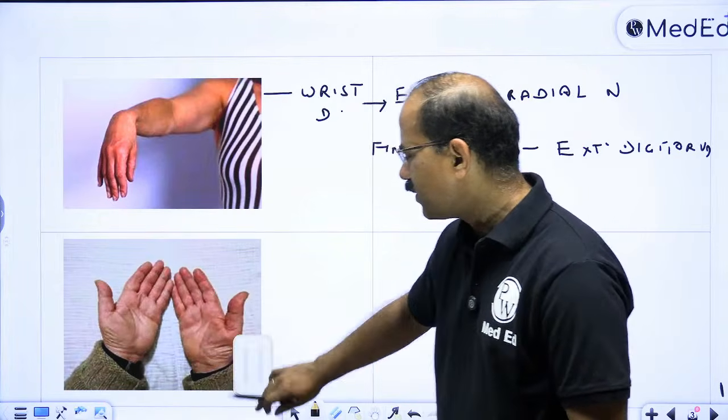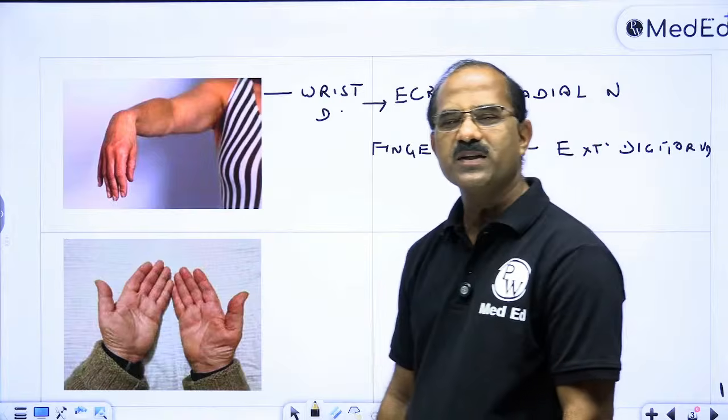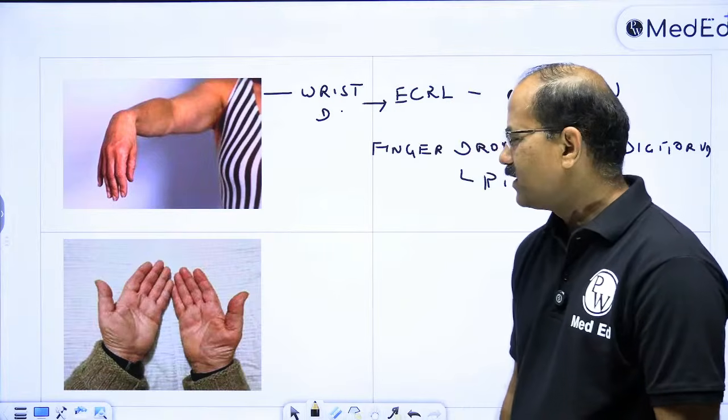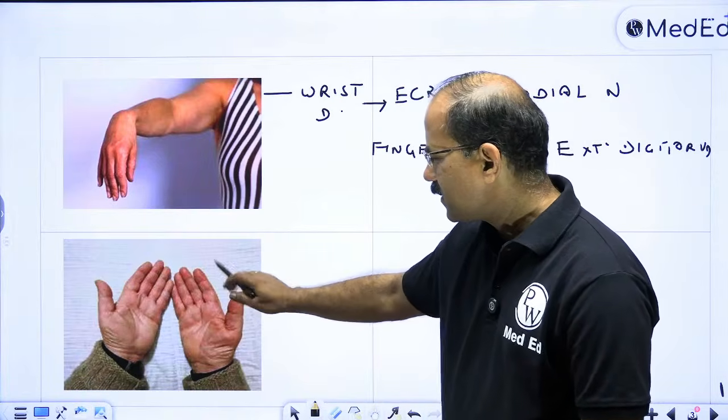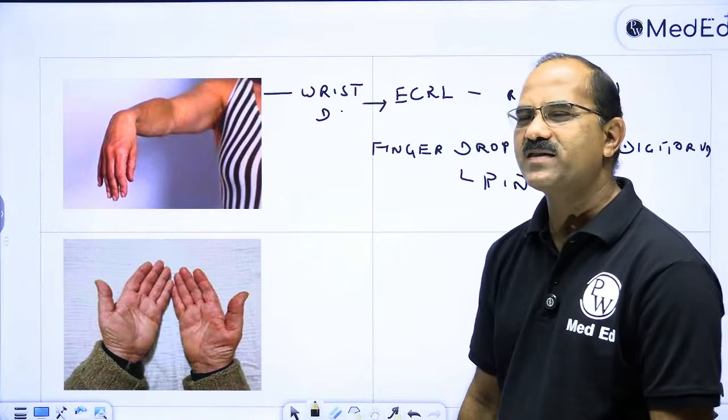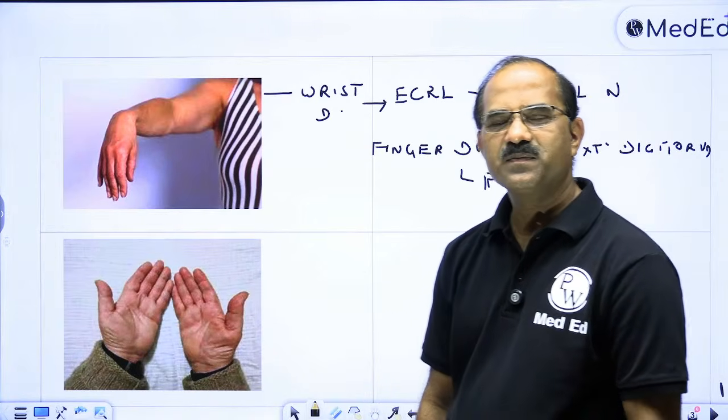Coming to the second slide, identify this. This is a flattening of the thenar eminence. बोल सकते हो? There's a flattening of the thenar eminence. What is this clinical condition known as? Clinical condition.